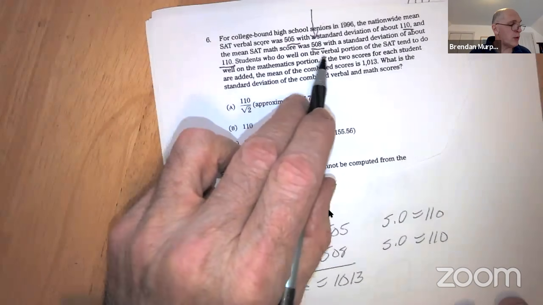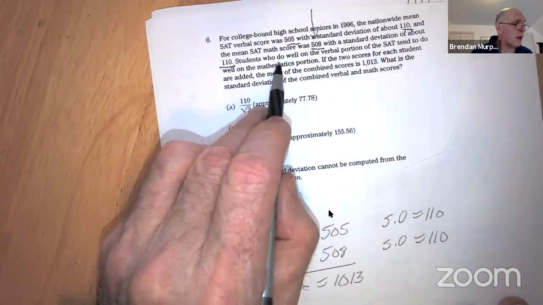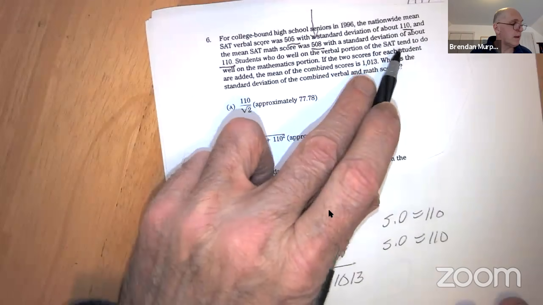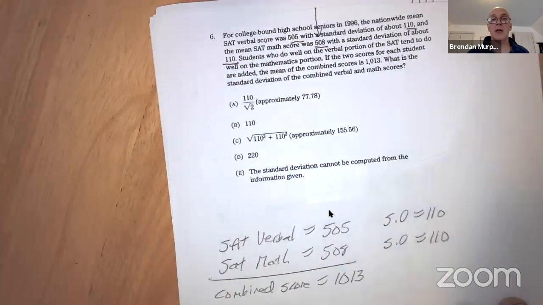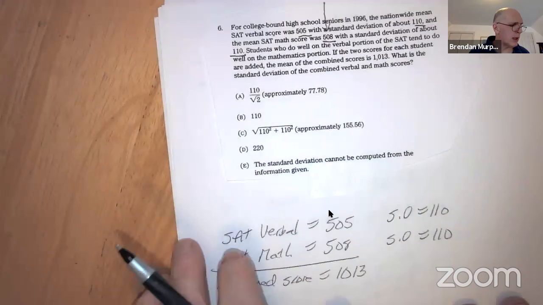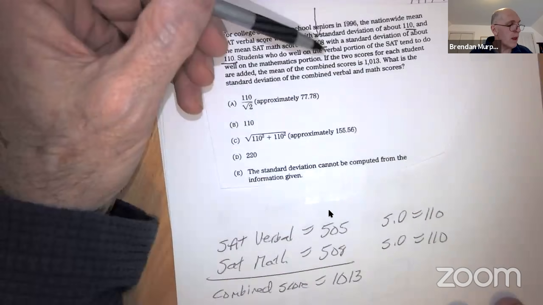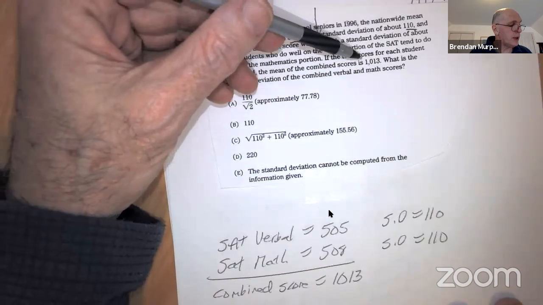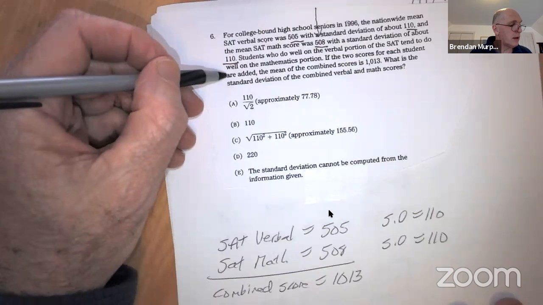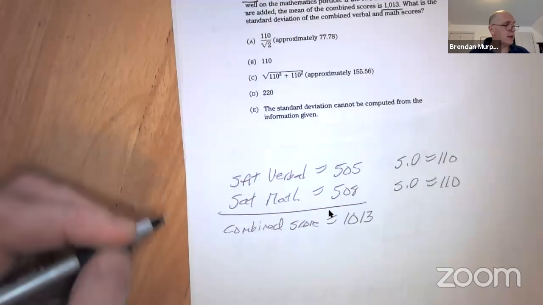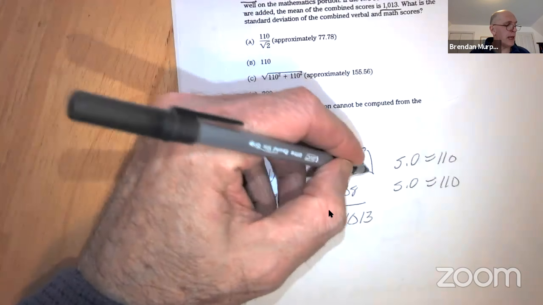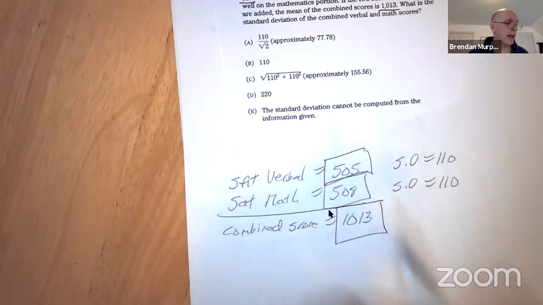Students who do well on the verbal portion of the SAT tend to do well on the mathematics portion. Super important sentence. Unfortunately, sometimes my students sort of overlook that, but we'll come back to that. If the two scores for each student are added, the mean of the combined scores is 1,013. And so that's just adding this 505 and the 508. So I can add means.